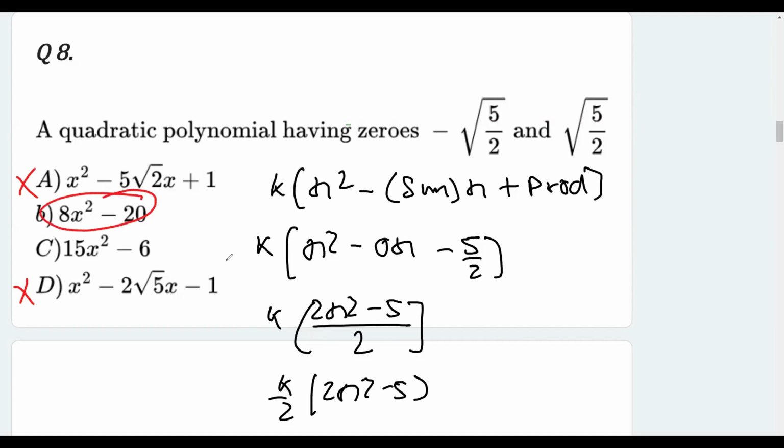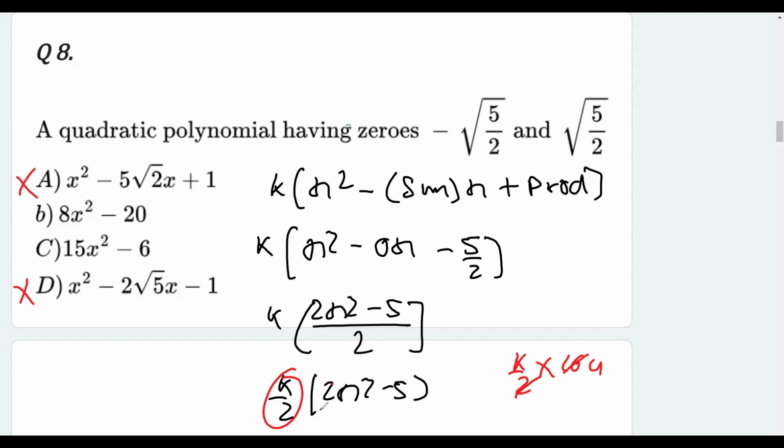Now, for obtaining the correct answer, to check whether the second option is correct or not, we have to make it 20, right? Or maybe this has 8. So we'll have to multiply by what? 4. Now check here, what should be the value of k by 2? K by 2, if I replace with 16, so what we get is 4.